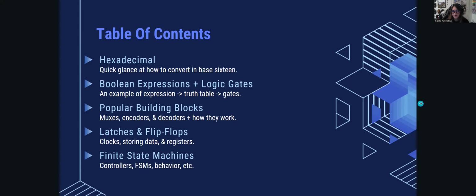Then I'm going to go over ways to store data. So it's going to be your latches, your flip-flops, your registers. And finally, I'll talk about finite state machines.